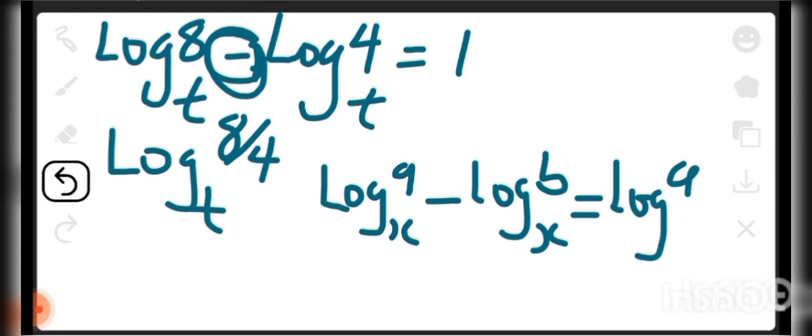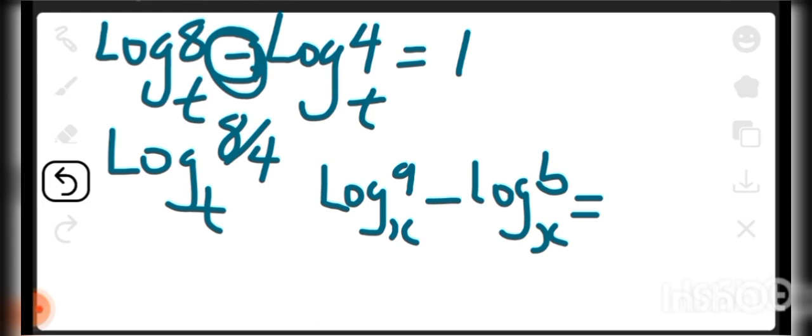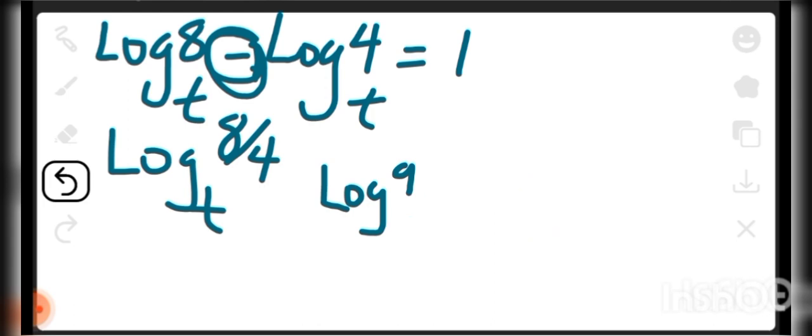Now if it's plus, you just pick one of the log, then you multiply the two, a times b, to base x. Multiply if it is plus. Take note of that. It's very, very important. Also, what we just did there: log 8 to base t minus log 4 to base t equals log 8 divided by 4.